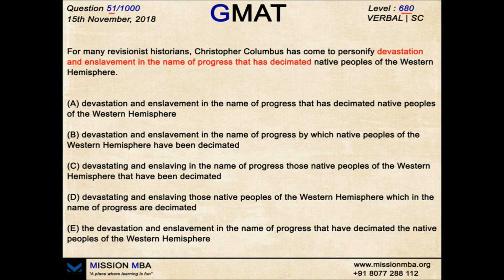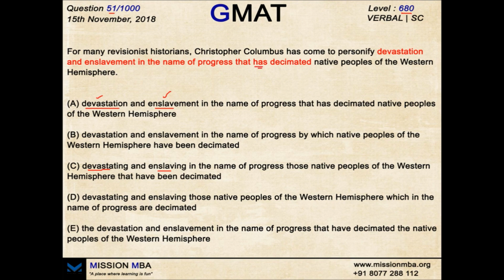Now, when you go through the option choices, you have "devastation and enslavement" and you have "devastating and enslaving" in the name of progress. I would say the better structure here would be using nouns, that is simply devastation and enslavement. That is the first issue, but not the major issue. The major issue here is "has".